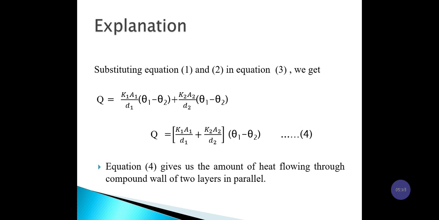So let us conclude that the amount of heat flowing through the compound wall of two layers in parallel is given by equation number 4, which is the equation for bodies in parallel. Bodies in parallel: Q equal to K1A1 divided by D1 plus K2A2 divided by D2 into theta 1 minus theta 2. Thank you.